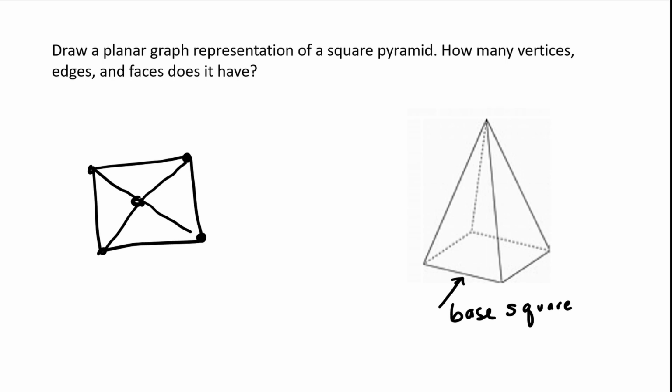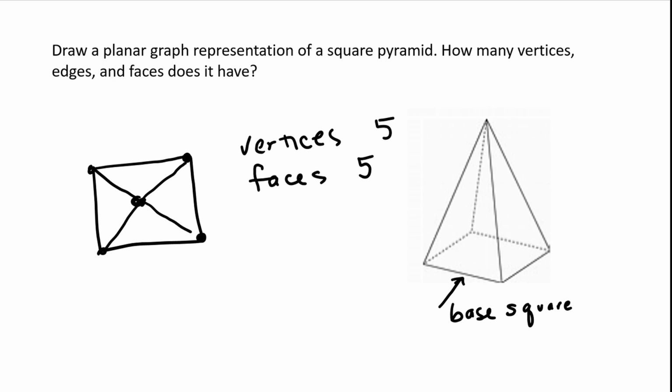Isn't it a lot easier to count them on the planar graph? From here we see the vertices. Those are the dots, and I see 5. Now faces, those are the surfaces. Looking at the planar graph, I only see 4, but remember that the square is at the bottom, so it's actually 5. So we have vertices and faces.